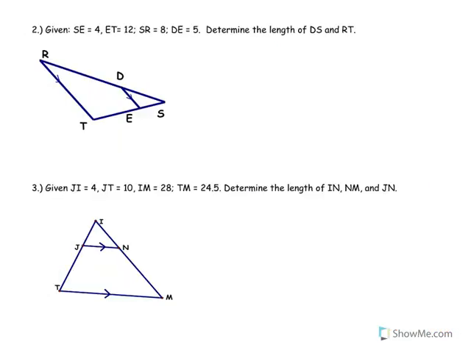So let's look at example 2. My goal is to determine the length of DS and the length of RT. Let's label the picture first. I see that I have two triangles that are overlapping. They told me SE is 4, that's this side length here. ET is 12, that's that side length there. SR, that's this full length here, that whole length is 8. And DE, that's this length in here, is 5.